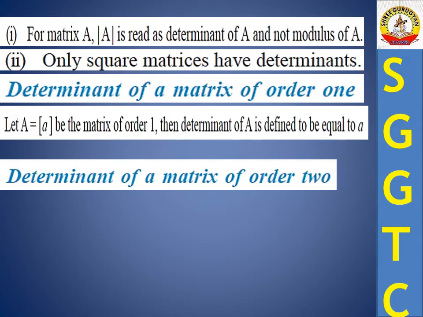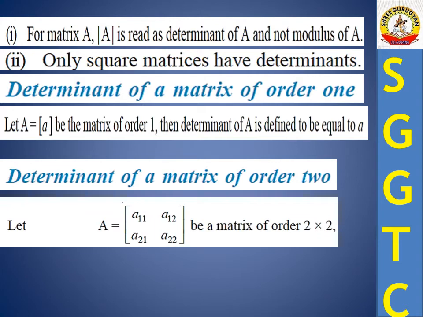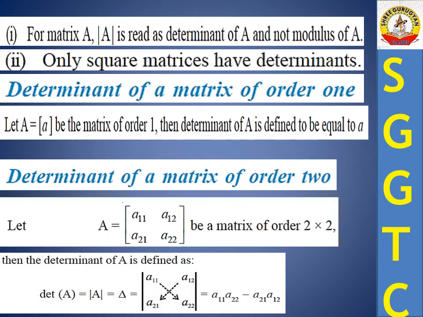Next, the determinant of a matrix of order 2 indicates two rows and two columns. Given matrix A with A11, A12, A21, A22. Students, A11 means first row, first column. A12 means first row, second column. A21 means second row, first column. And A22 means second row, second column. Here the order indicates 2 cross 2, and the determinant is converted in that way.